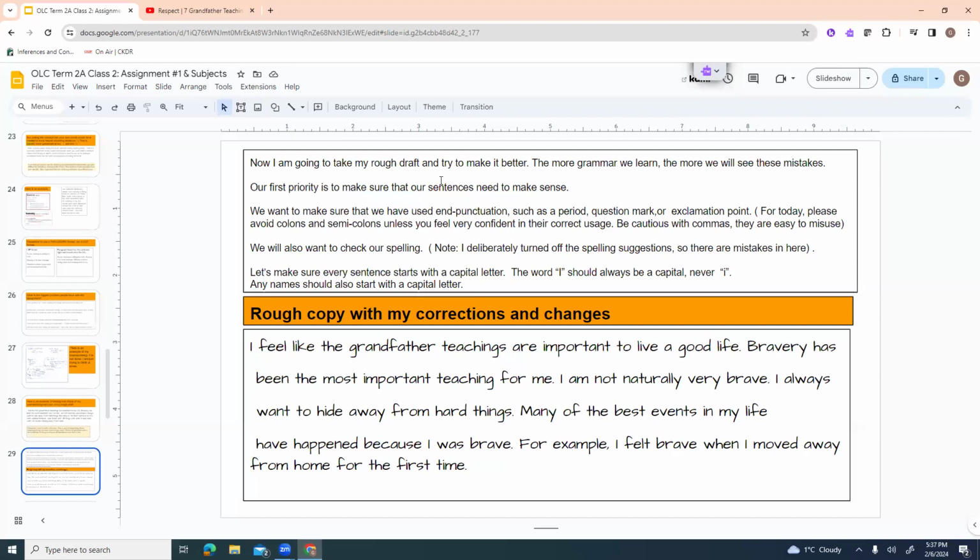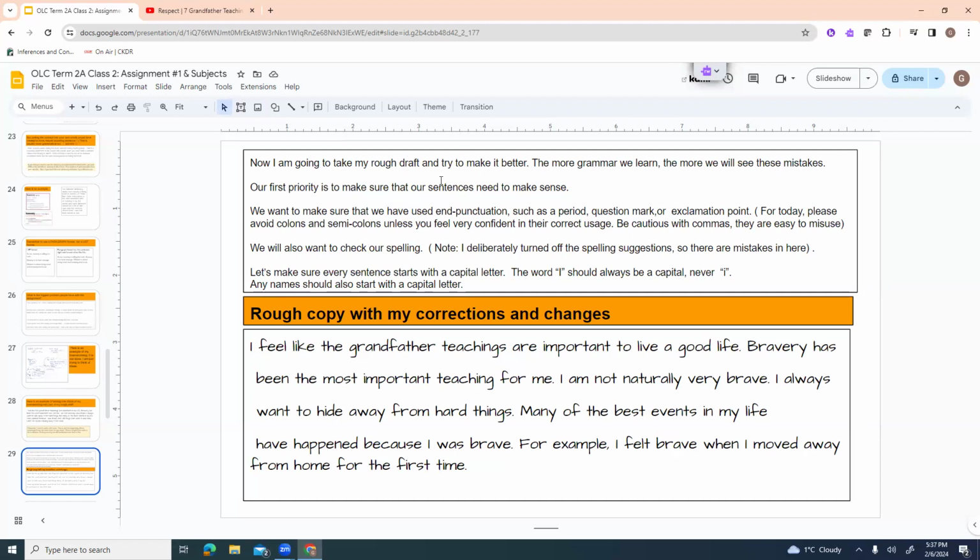Also, be really cautious with commas because they're easy to misuse. One important point, you can't join two sentences with a comma. People do that a lot. I think it's coming from how we do it on Facebook, but it's not really considered appropriate for academic writing. And we will talk more about that later, but I can't cover everything the first day.